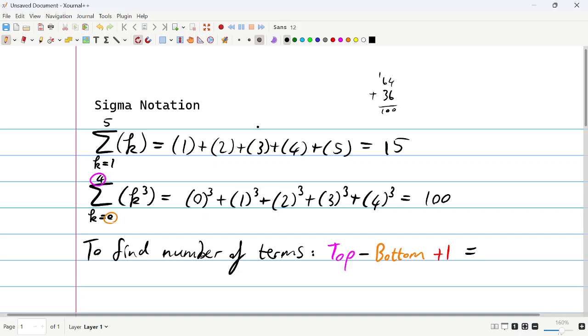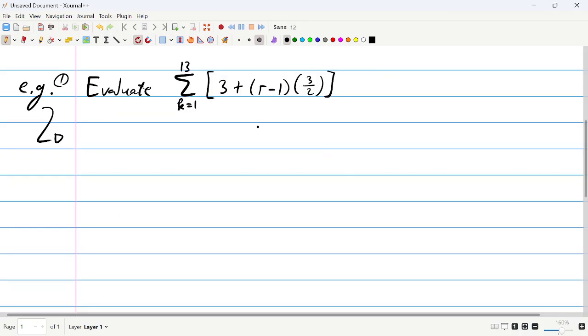This is equal to our number of terms. Okay. So if they ask how many terms are within the sigma notation, we take the top value, subtract it by the bottom, and then we just add 1. Okay. So let's get into the actual examples and see how we apply this.